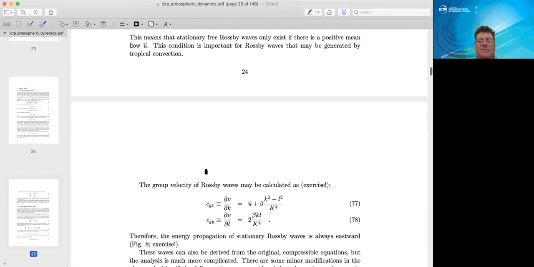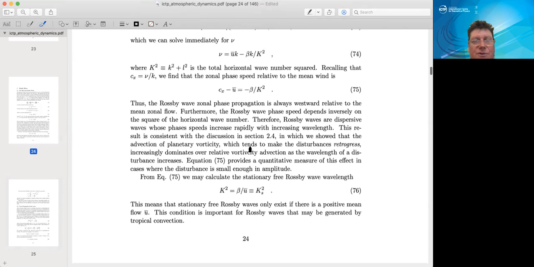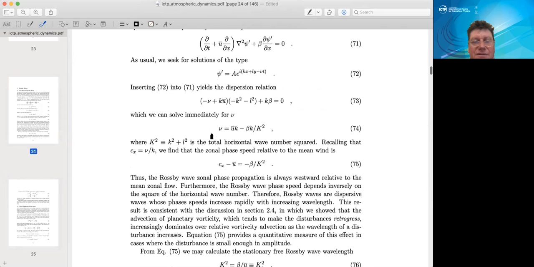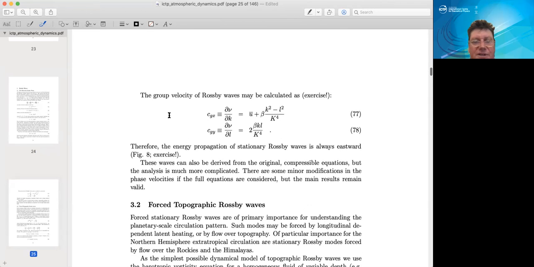Now, since the calculation is a little bit complicated, you will do this again as an exercise to show that the result is this. It's not actually complicated. You just have to use this expression here and calculate d nu by dk. And you use the product rule of differentiation.